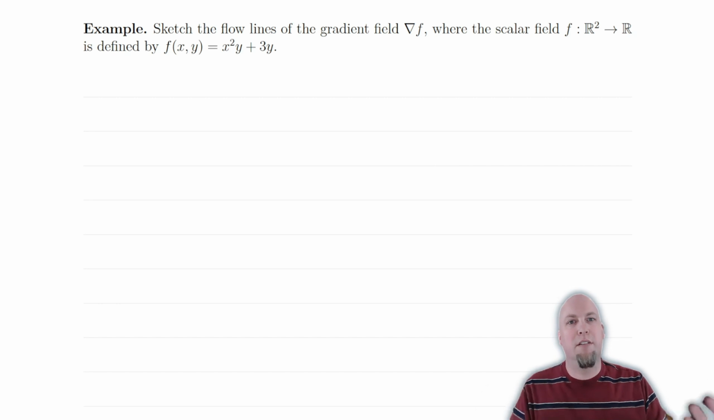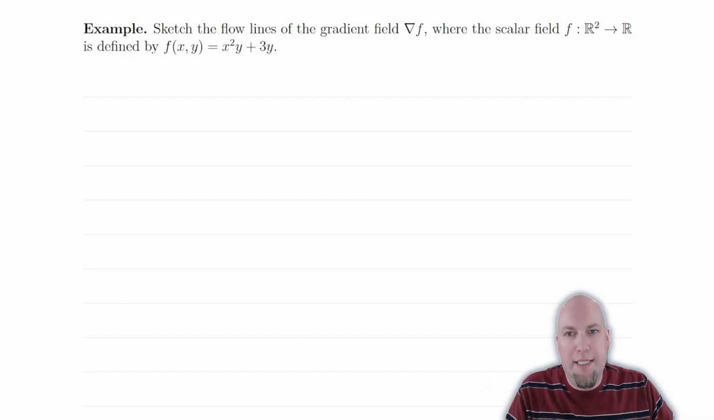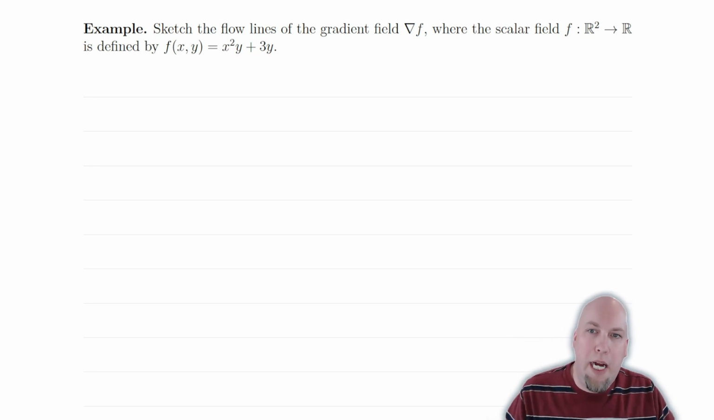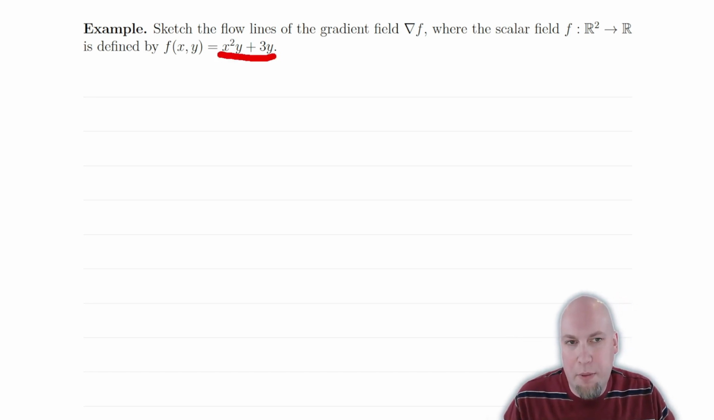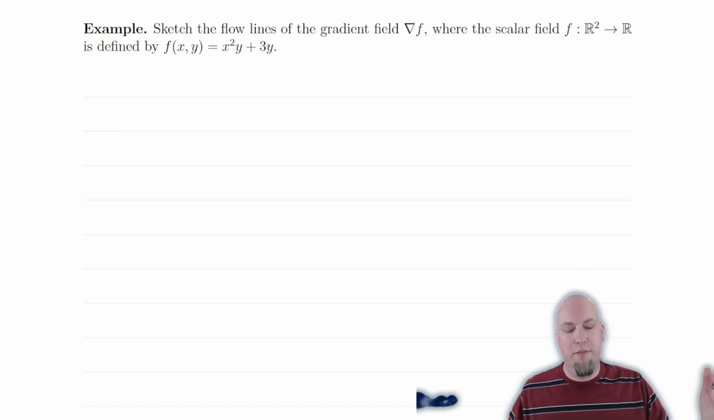In other words, the vector field whose x coordinate is the x partial derivative of this, 2xy, and whose y component is the y partial derivative of this, so just x squared plus 3. Okay, what do the flow lines look like for that?